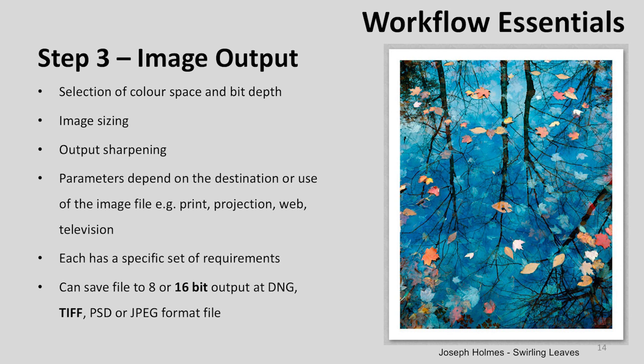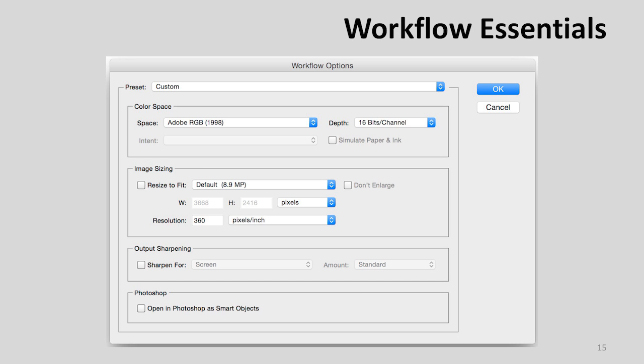From Adobe Camera Raw, you can save an 8-bit or 16-bit file in DNG, TIFF, PSD (Photoshop file) or JPEG formats. In Adobe Camera Raw, in the workflow options interface, there's a series of prompts that ask you to set up the output color space, bit depth, size, and sharpening. It also allows you to open the image directly into Adobe Photoshop as a smart object if you're working with web-based images.